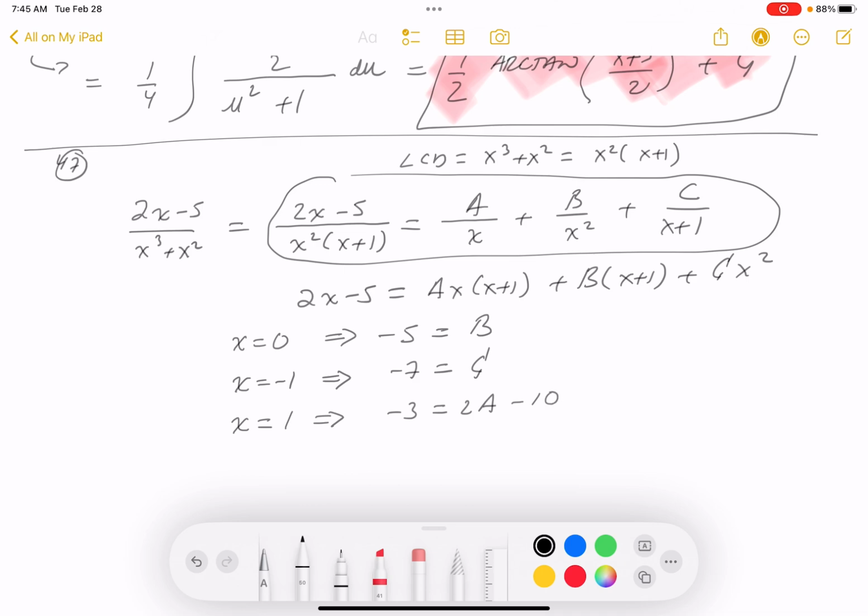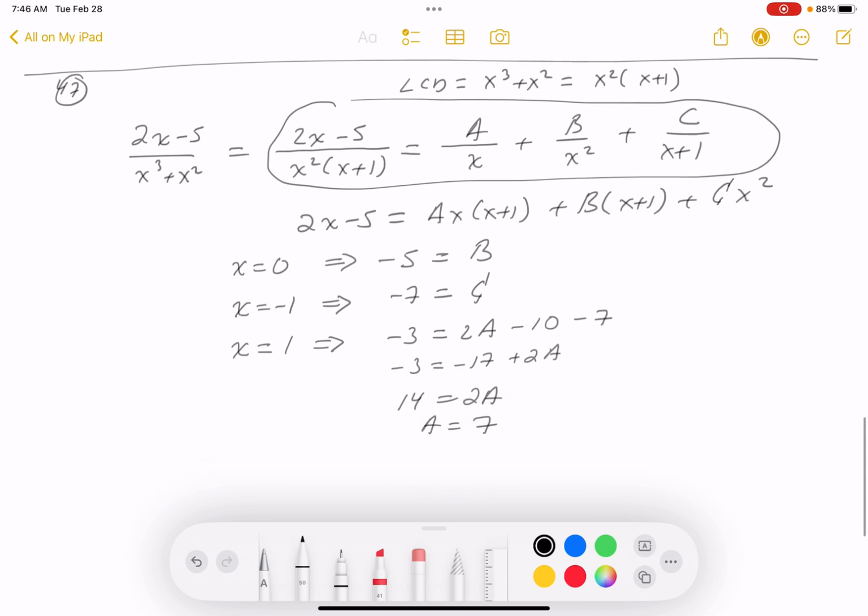And then I get this C. It's going to be 1 times C, and what was C? It's minus 7. All right, a little more complicated, but I can do it. It's minus 3 equals minus 17 plus 2A. I'm going to add 17 to both sides, and I get 14 equals 2A, and A would equal 7 now.